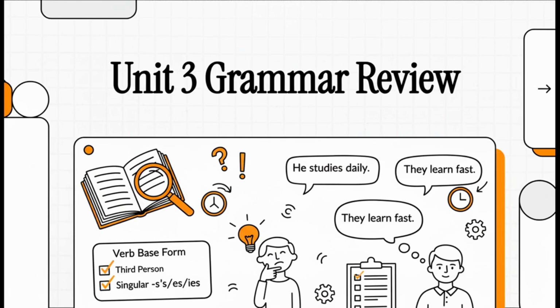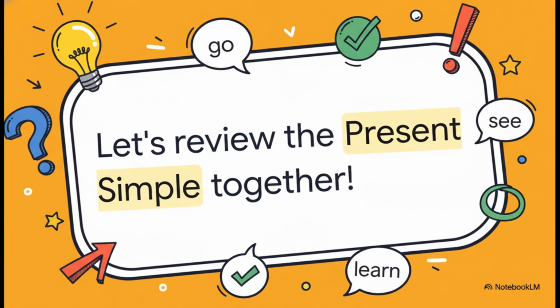In this explainer, we're going to do a quick review of the present simple grammar that you covered back in Unit 3 of your coursebook. Let's make sure you're all set. We're going to go through these grammar points one by one. We'll take a look at how to actually build the sentences and, just as important, when you should be using them. Sound good? Let's dive right in.